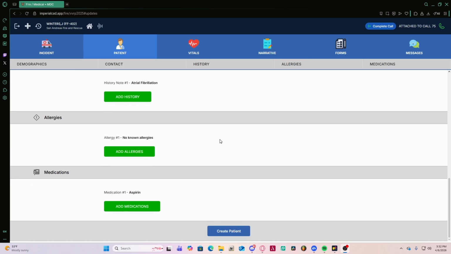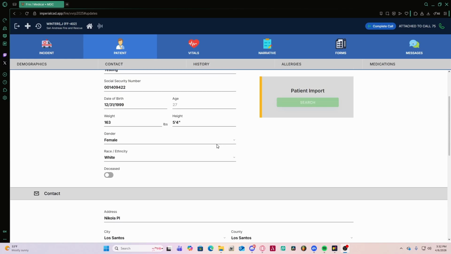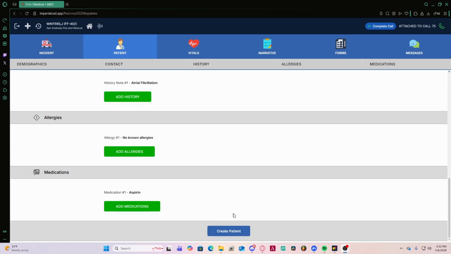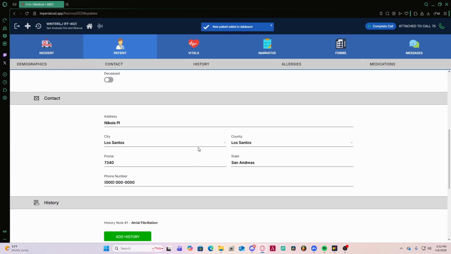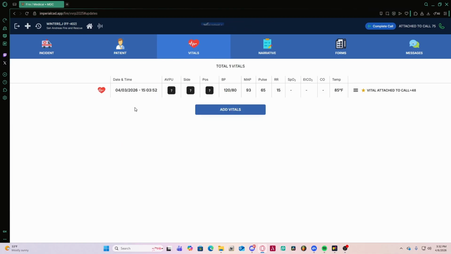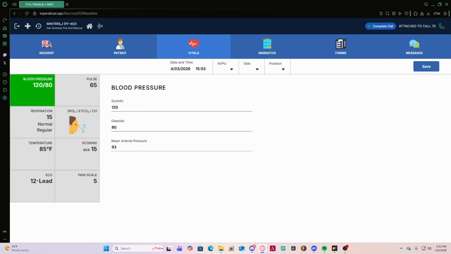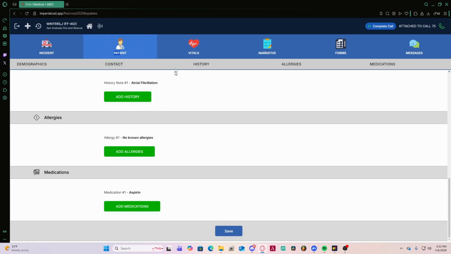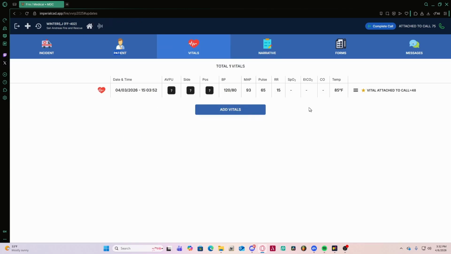Okay. See? If you go into vitals, so if we create patient, then we go over to vitals, you can see that that's a vital that you did. So then you click add vitals. I don't even remember doing this. You probably did it when we first switched everything over. So go back to patient, then go back to vitals. Now you can add vitals.